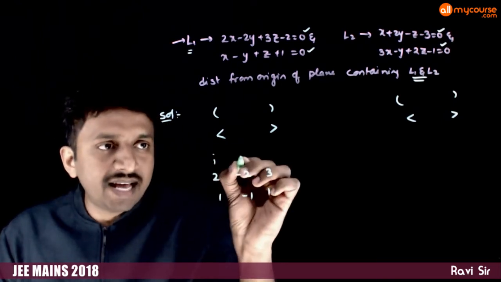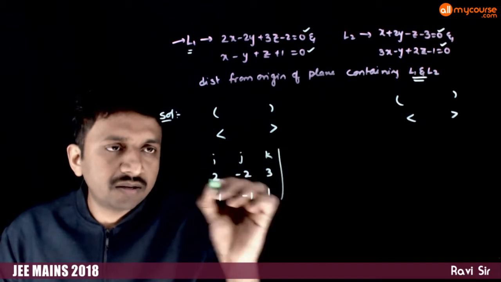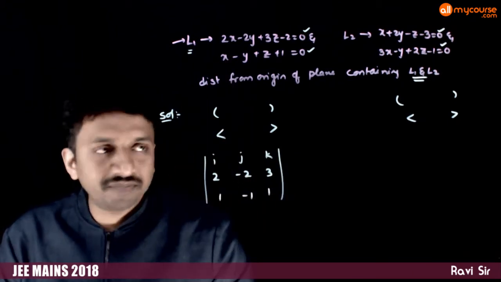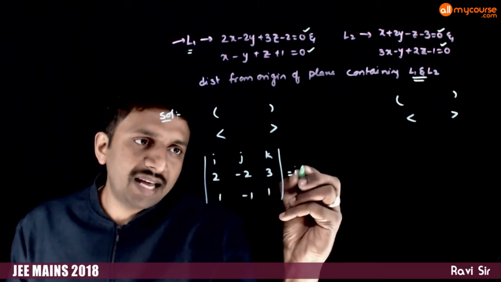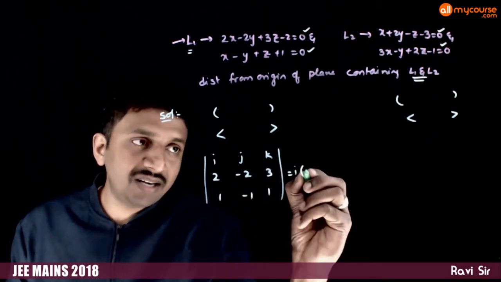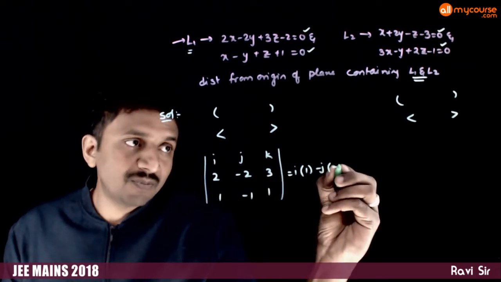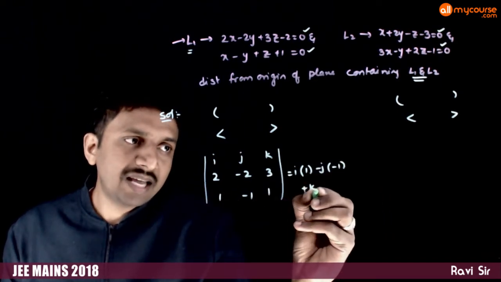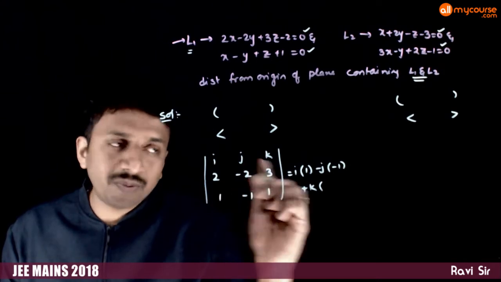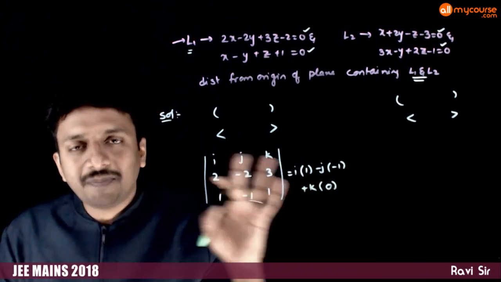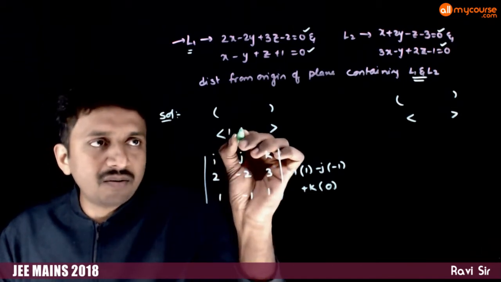So to find the direction of the line of intersection, you just need to do the cross product. So what do you get? i times minus 2 plus 3 is 1, minus j times 2 minus 3 is minus 1, plus k times minus 2 plus 2 is 0. That is i plus j plus 0k. That is 1, 1 and 0.